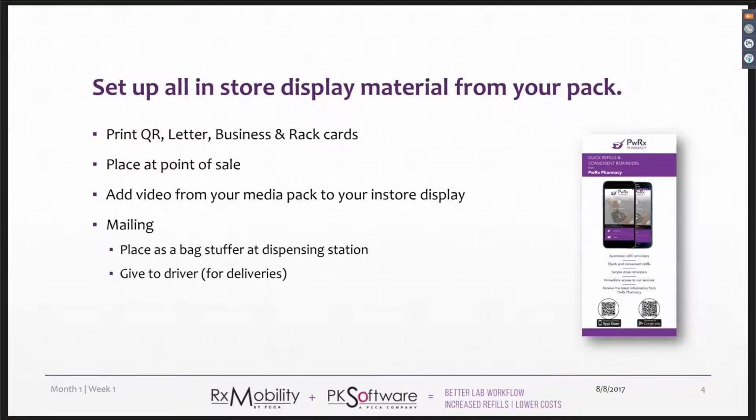First thing, set up all your in-store display materials from your pack. Print the QR code cards, the letter page, the business cards, and the two rack cards, place them at the point of sale, and add the video from your media pack into your in-store display. Get ready for mailing. Have the items that you want to mail out with shipments ready for bag stuffing at the dispensing station. If you do deliveries, give stuff to the driver, train them up and get them up to speed on what this is all about. That's the physical things.